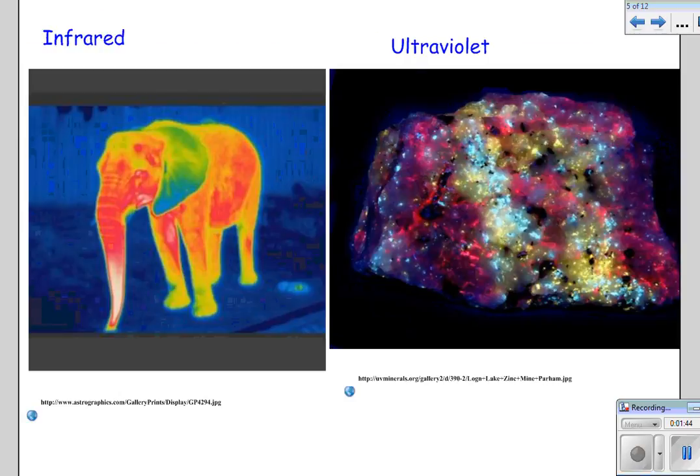So these two types of radiation we cannot see with our eyes. We have to have some sort of instrument to help us see it. Here are two examples of what objects would look like with that radiation reflecting off. We usually just see the visible light reflecting. If we had infrared reflecting, that's what an elephant would look like. And to the right is a picture of a mineral under ultraviolet light.